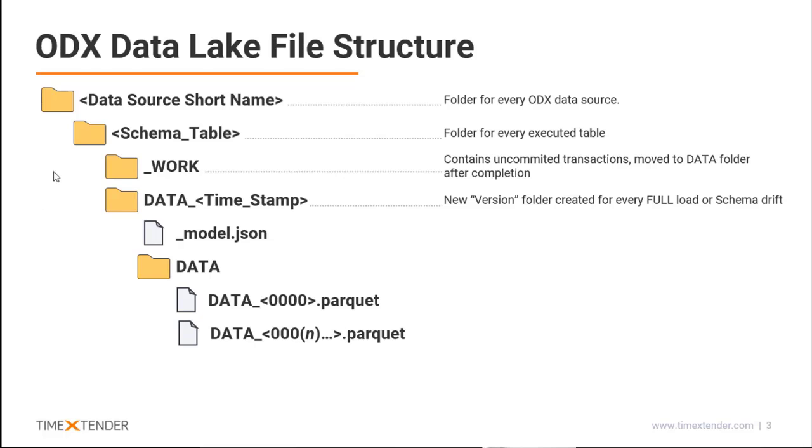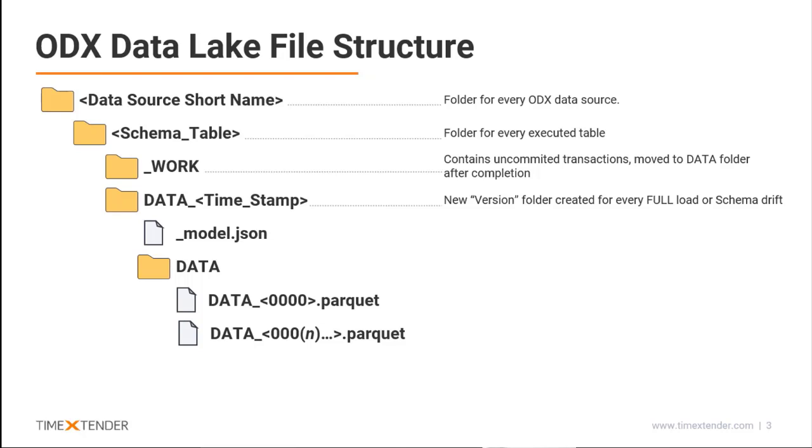The data folder in there is actually what we call the version folder. So every time you execute a table in the ODX, it's going to create a new version of that data. That's because last week's version of the data may not be the same as this week's version of the data. Schemas change, things change. Every time you run a full load of that table, it's going to create a new version for us.